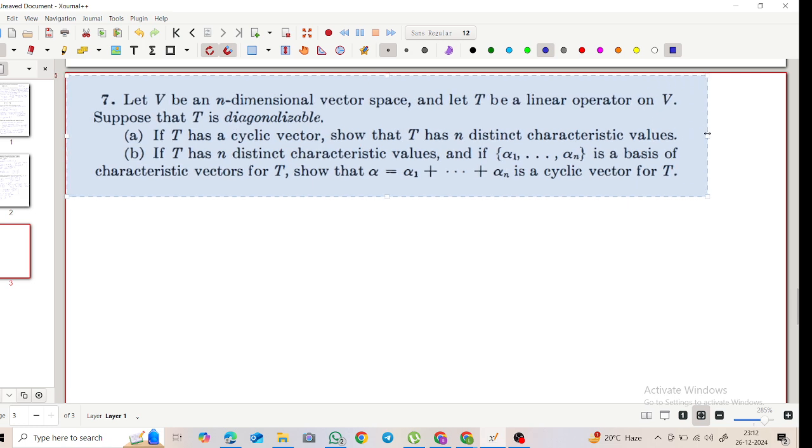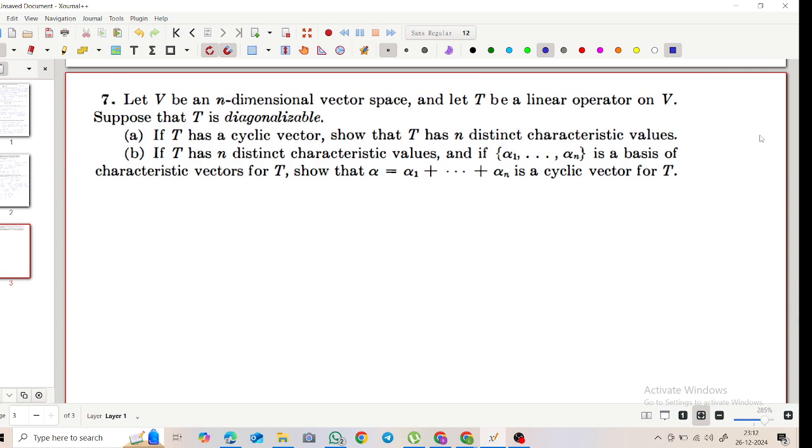So, let V be an n-dimensional vector space, T a linear operator, and T is diagonalizable. If T has a cyclic vector, then T has n distinct characteristic values, and if T has n distinct characteristic values, and if alpha 1 to alpha n is the basis of characteristic vectors for T, then the summation of all those eigenvectors is a cyclic vector for T. Okay, let's see.